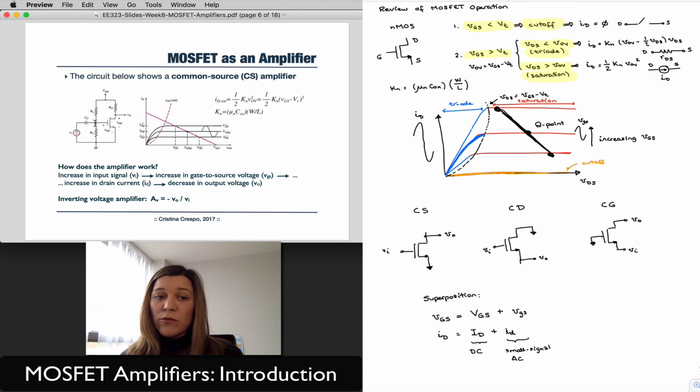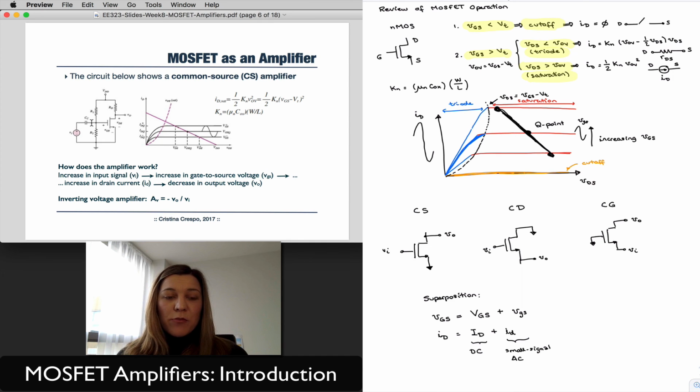DC bias point. If this signal is centered around 0 volts and my gate is set at a DC bias point of, say, 3 volts, I don't want those two DC values interfering with each other, and so I place a coupling capacitor. That way I decouple my signal. I only let through the AC portion of the signal, and so I don't disrupt my DC bias point at the gate of the transistor.